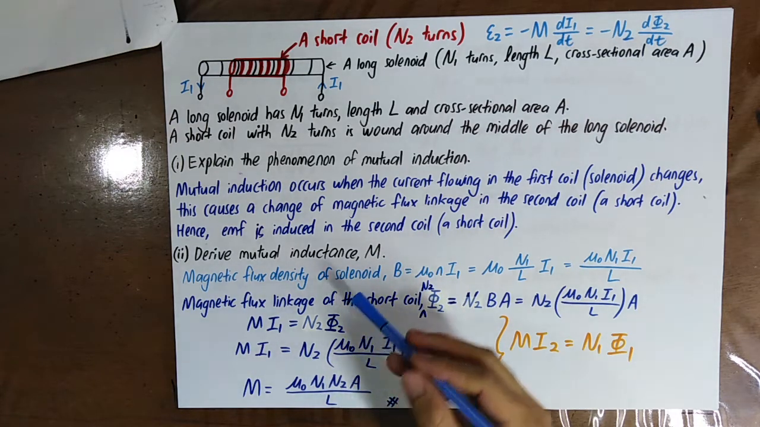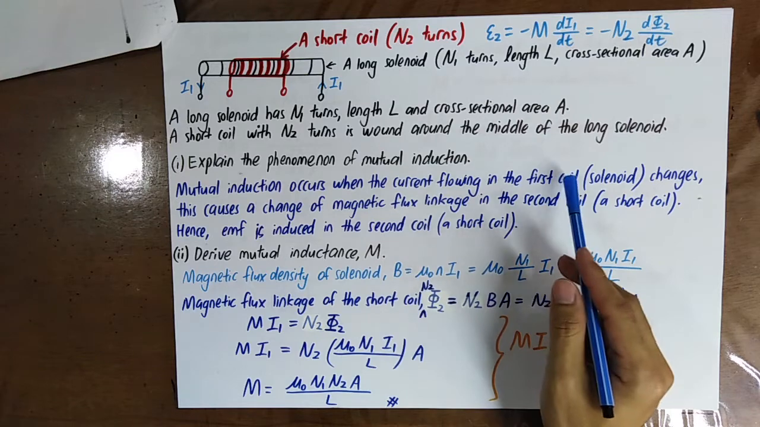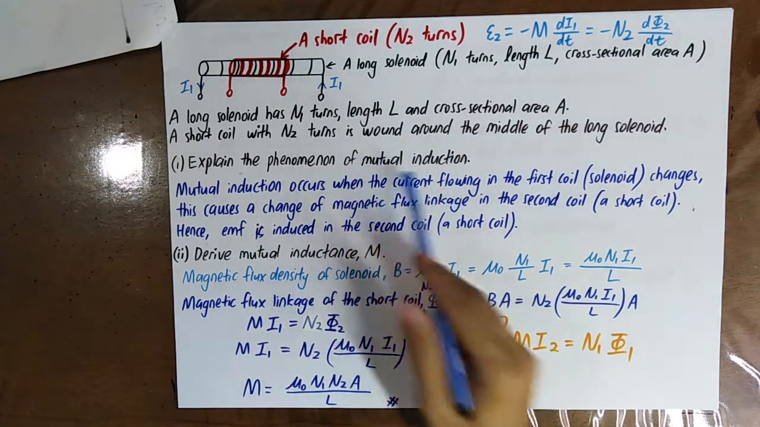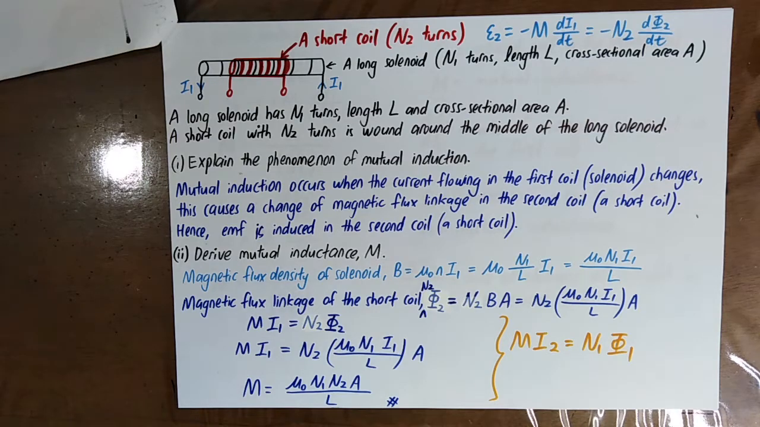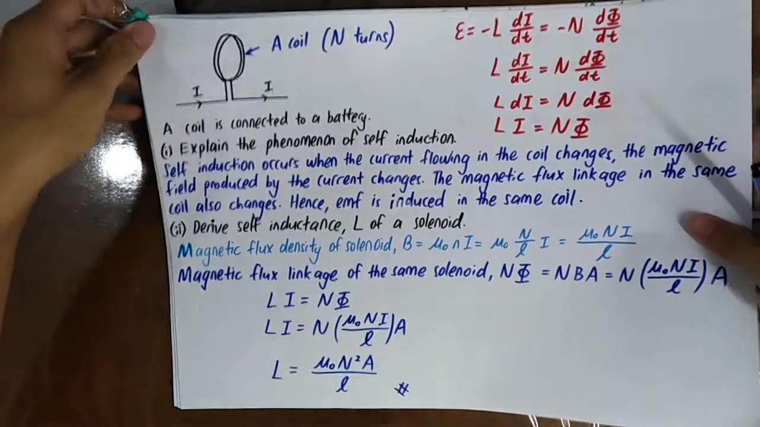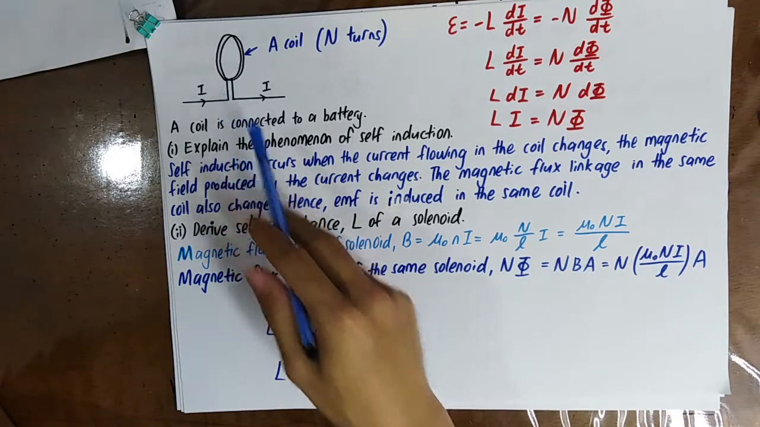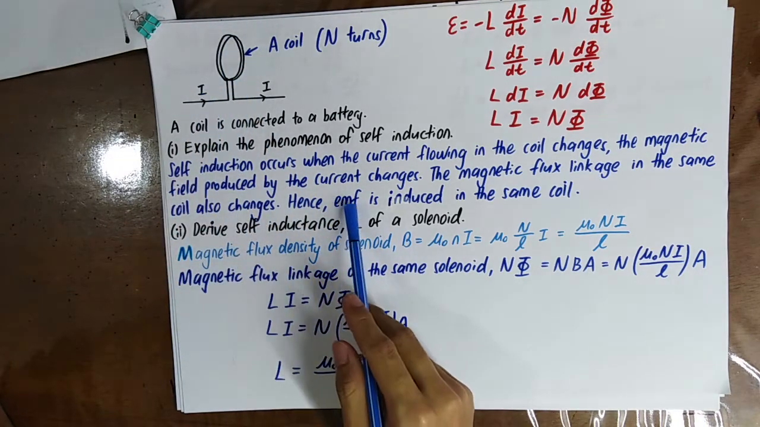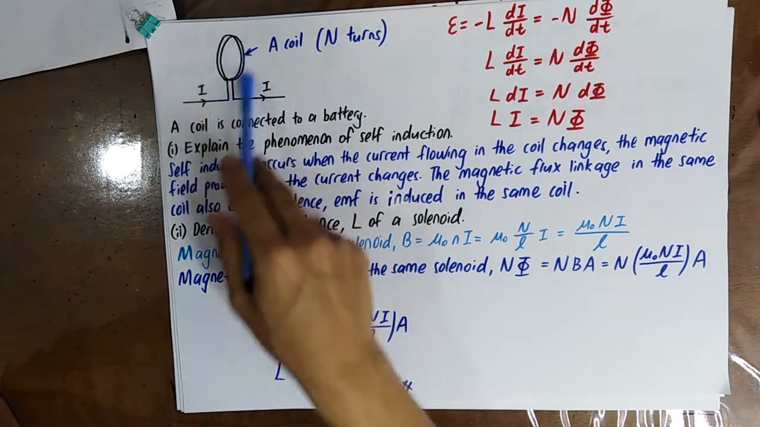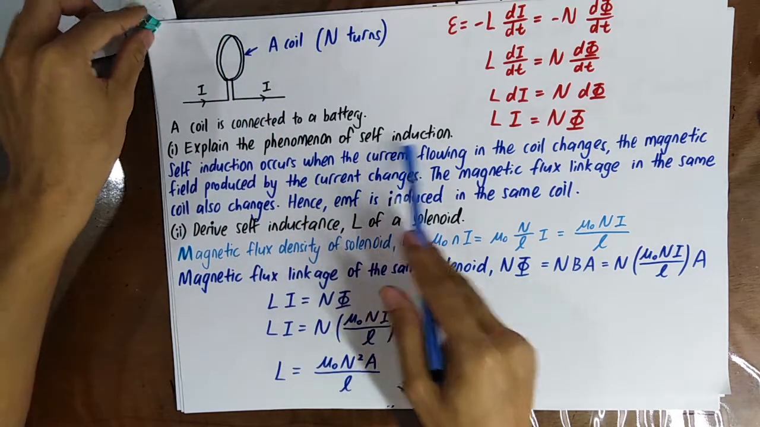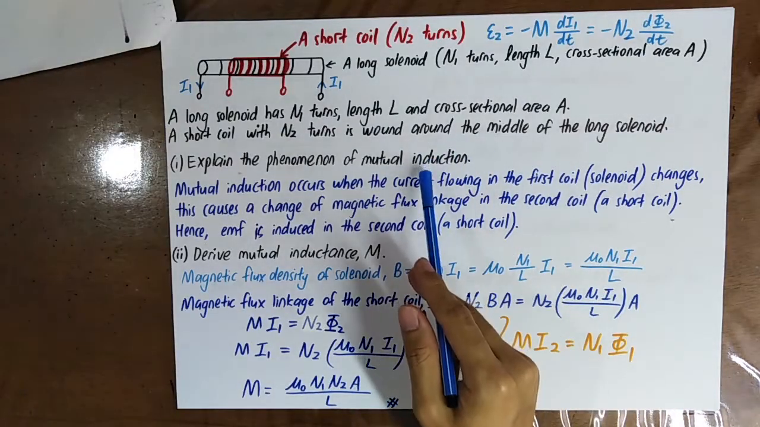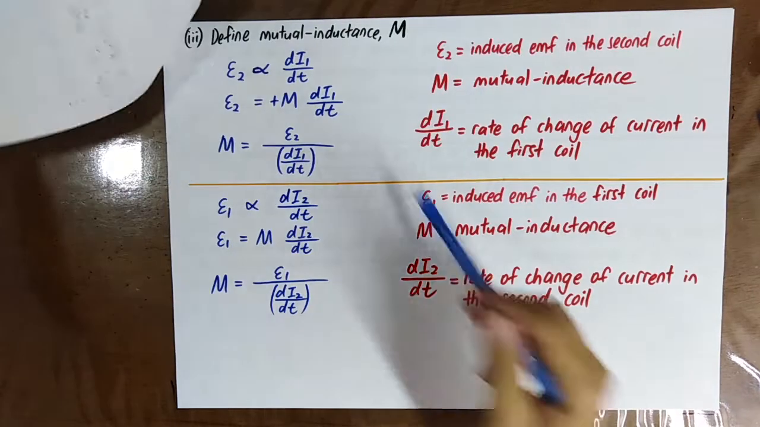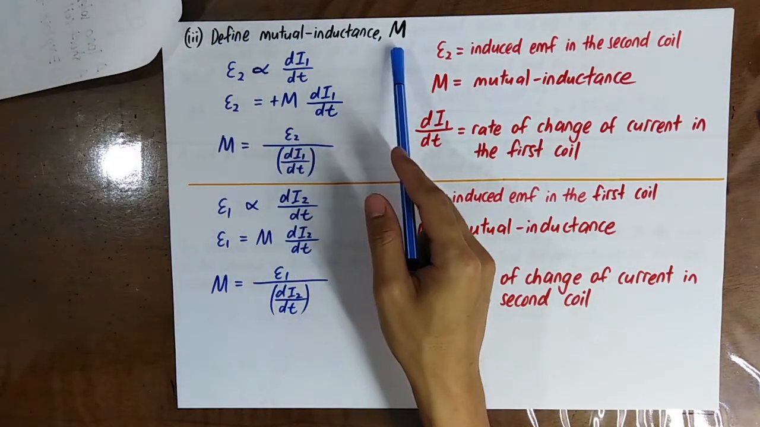So when the current is changing in the first coil and you get an induced EMF in the second coil, this is called mutual induction. Just now, for self-induction, when the current of the coil changes, the EMF is induced in the same coil, so we call that self-induction. But this is mutual induction. Please define mutual induction.